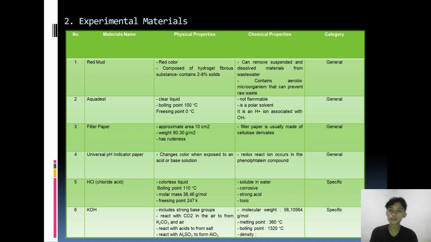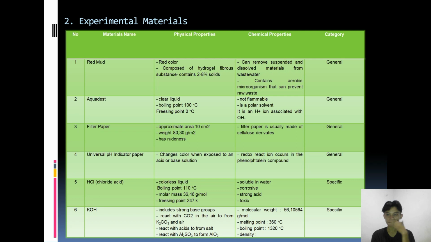Next, experimental materials. Material 1, red mud. Physical properties: red color, a composite of hydrogel fibrous substance containing 2 to 4 to 8% solids. Chemical properties: it can remove suspended and dissolved material from wastewater, and contains aerobic microorganisms that can prevent raw waste.